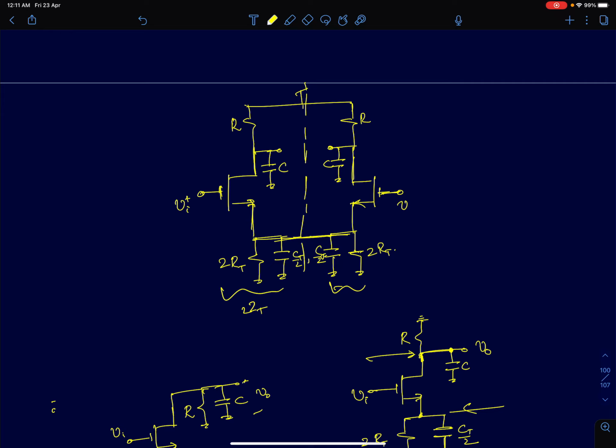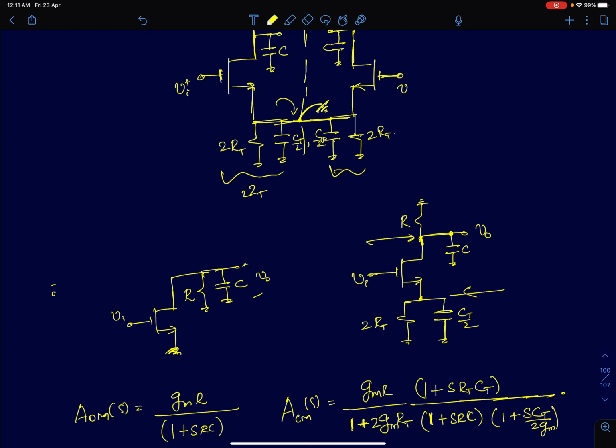Now we are going to first draw the half circuits. For differential mode operation, this node will come to AC ground. So that's why we called it differential ground, to distinguish it from the conventional AC ground. Only if you apply differential signals, this node will come to AC ground. So the differential half circuit reduces to something like this.